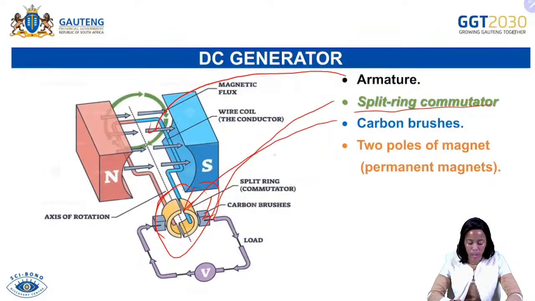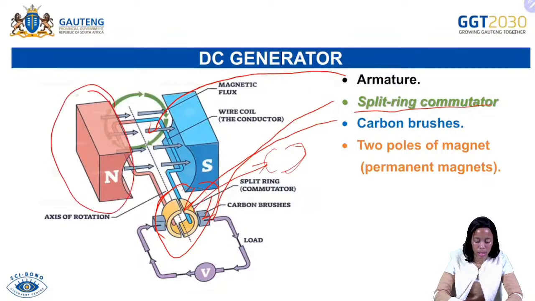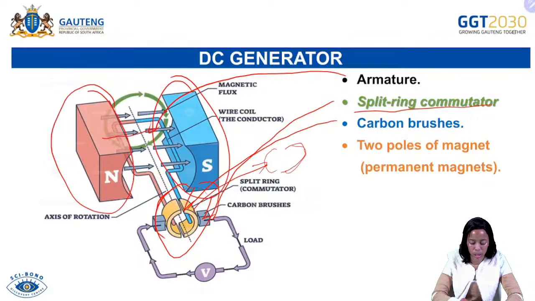With your split ring commutator, you will see that it's divided into two halves there. Then again, we have the two magnets, and with those two magnets, we have the magnetic field lines. And again, the magnetic field lines are going to be moving from the North Pole to the South Pole there, okay?